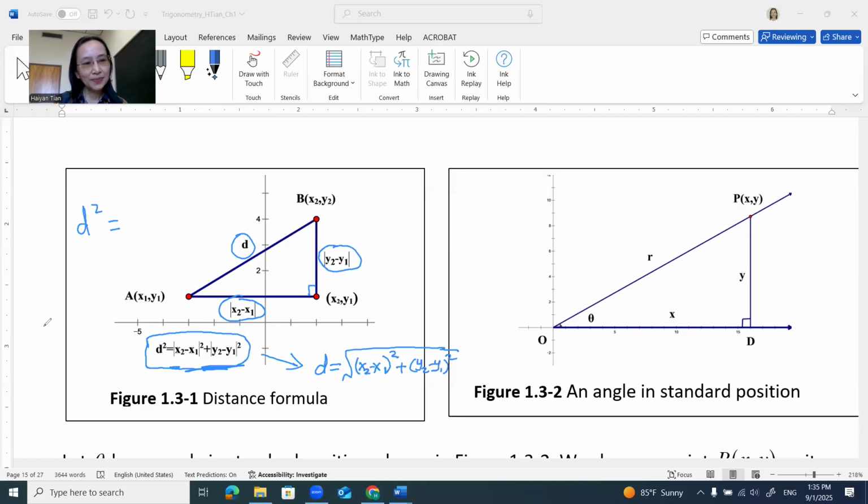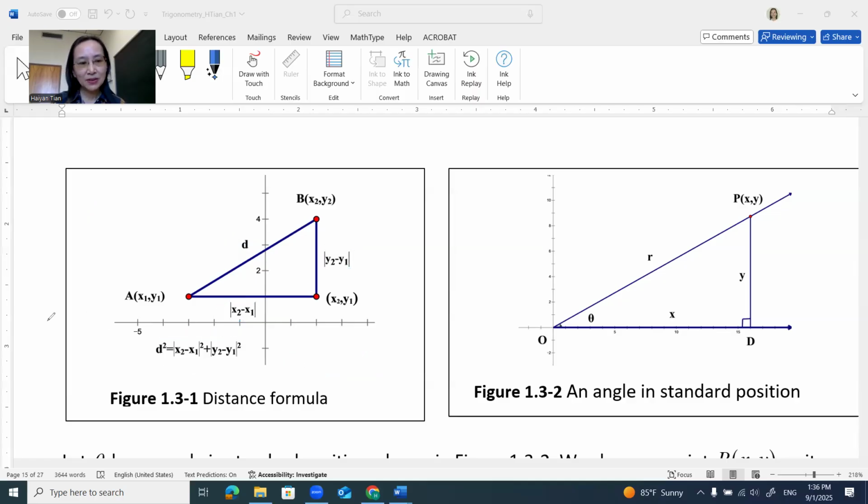It's a very convenient formula because any 2 points, no matter whether they generate a horizontal line segment, a vertical line segment, or a segment that's in this fashion, as long as you know the xy coordinates of the 2 points, you can find the distance between them. So we applied the Pythagorean theorem to derive this formula.